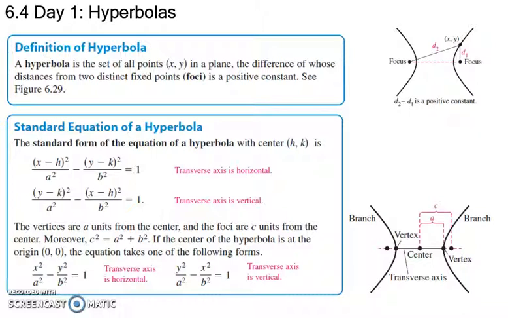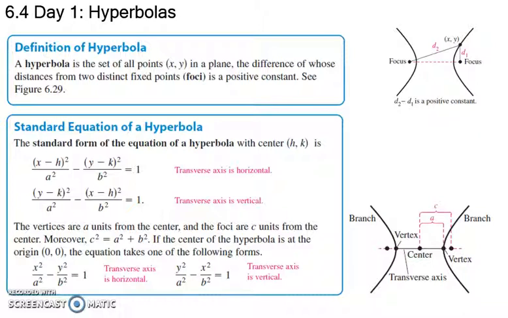differences. The first key difference is the fact that we have that subtraction, right? We're talking about a difference this time instead of the sum. So it's going to be (x minus h) squared over a squared minus (y minus k) squared over b squared equals 1, or (y minus k) squared over a squared minus (x minus h) squared over b squared equals 1. So that's the biggest difference, is the minus sign.